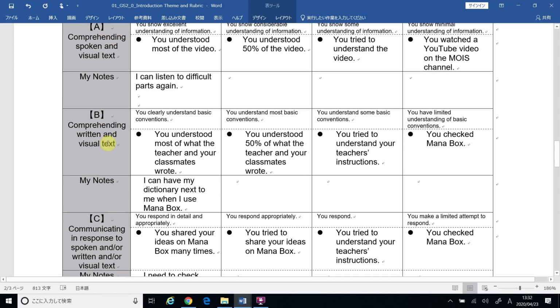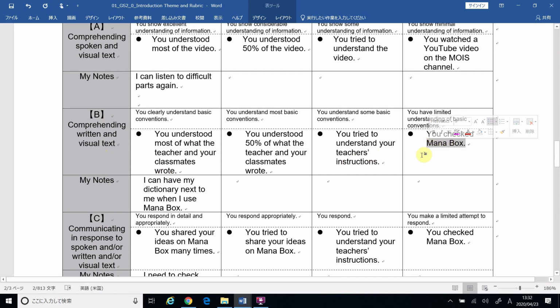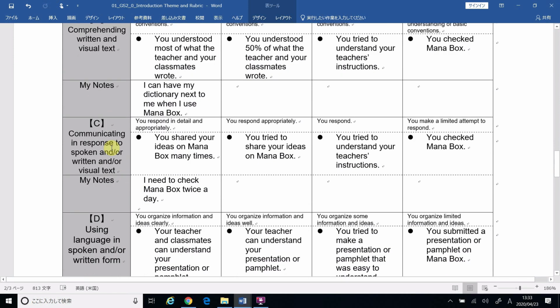That's for A. For B, I need to understand most of what the teachers and my classmates write in Manabox. We will be sharing our ideas, so I need to read and understand what the teacher and my classmates write. So when I use Manabox, I will have a dictionary next to me. If a teacher or a classmate uses a difficult word that I don't understand, I want to look up the word in my dictionary very fast. So I will have my dictionary next to me when I use Manabox.